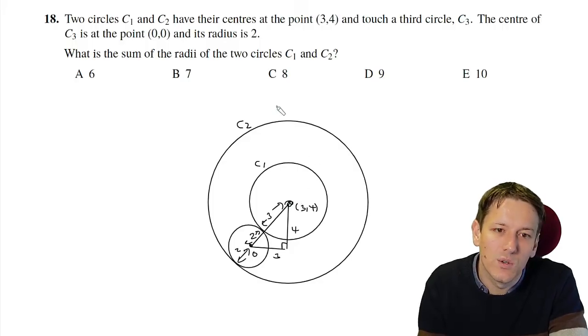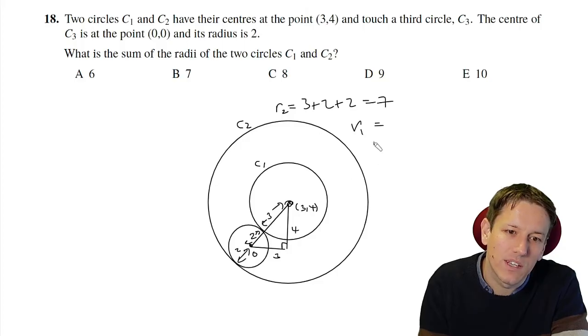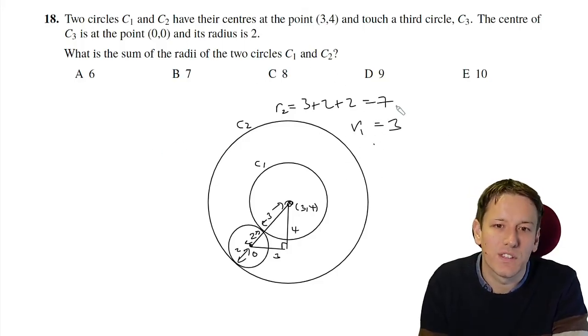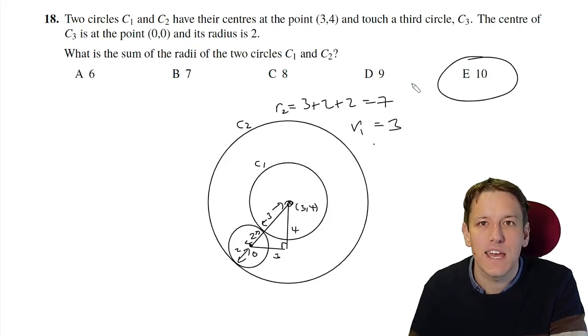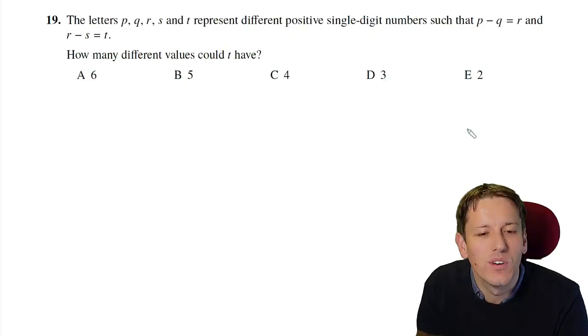So C2 has its radius, let's call it R2, is equal to 3 plus 2 plus 2, which is 7, and C1 has radius R1 here, which is 3. So the sum of the radii here of C1 and C2 would be 7 plus 3, which is 10, and the answer is E. So I don't think there's any need to overthink this one.